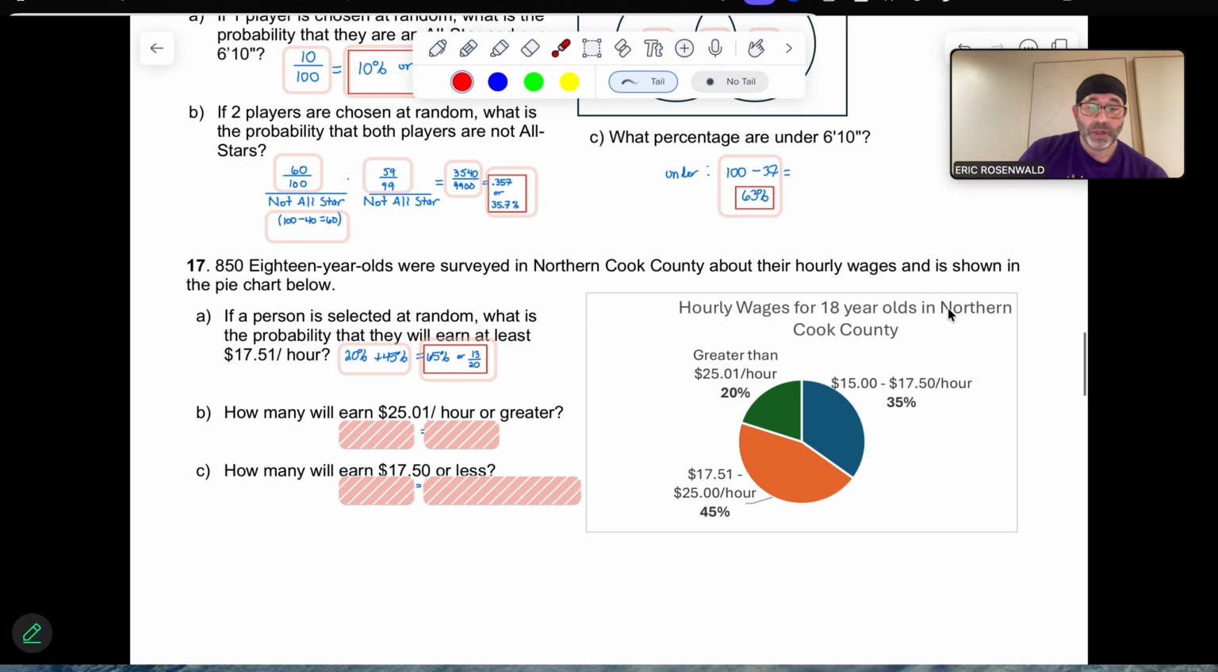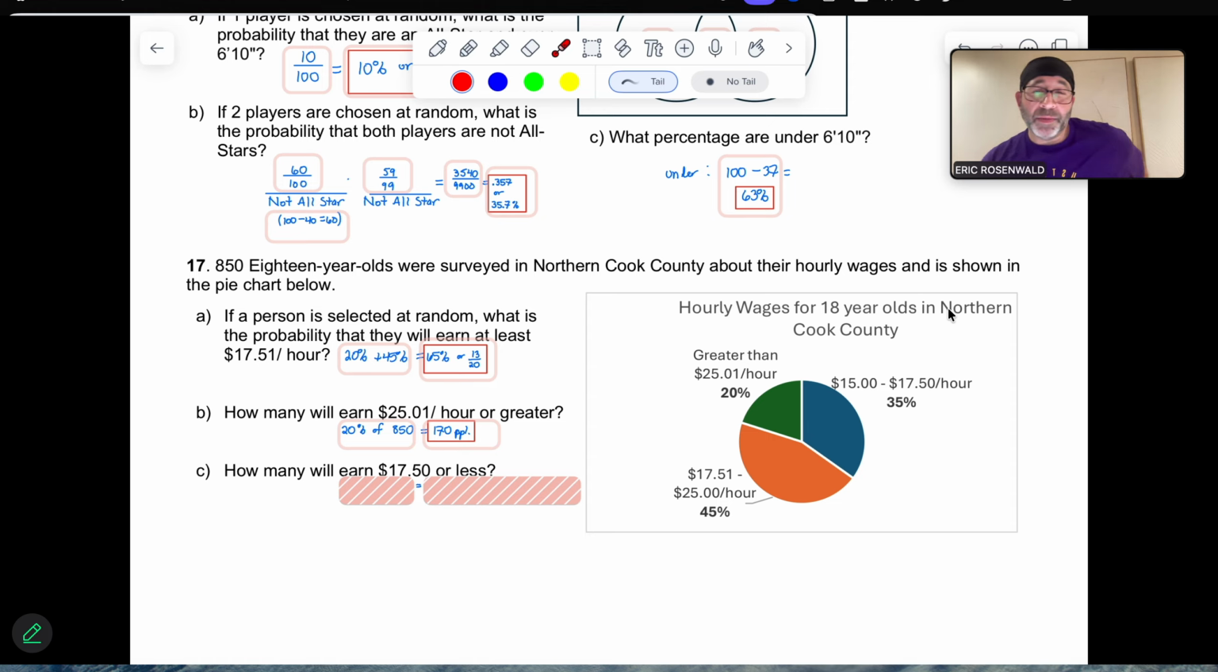How many will earn $25.01 or greater? Well, when we look at this, there's 20% that's going to fit in that. So what we have to figure out is what's 20% of the 850 people. So 20% of 850 is 170 people.